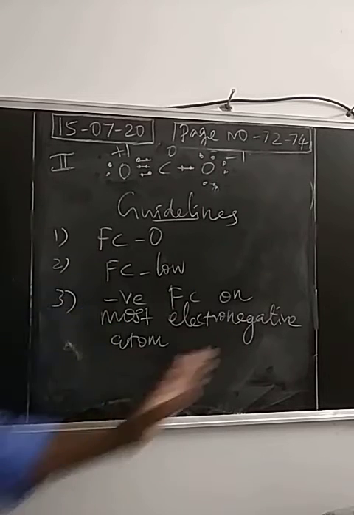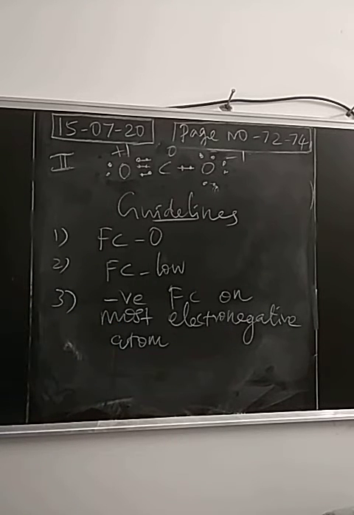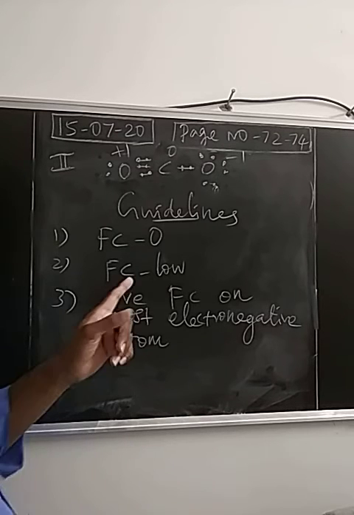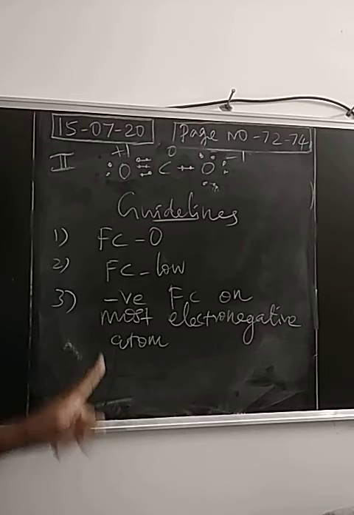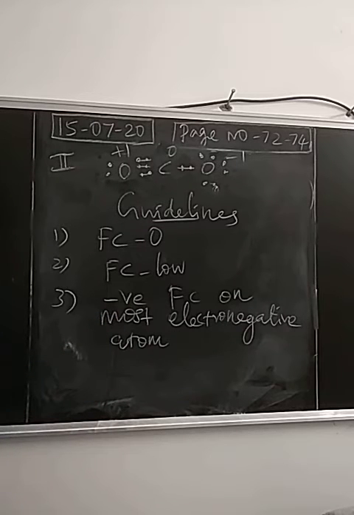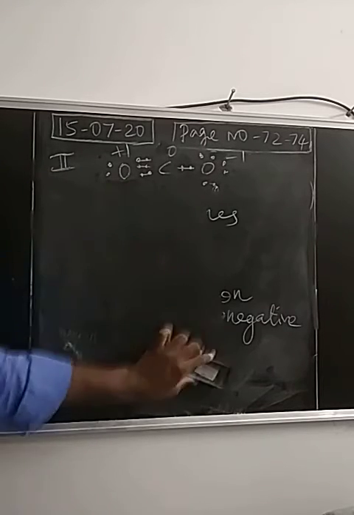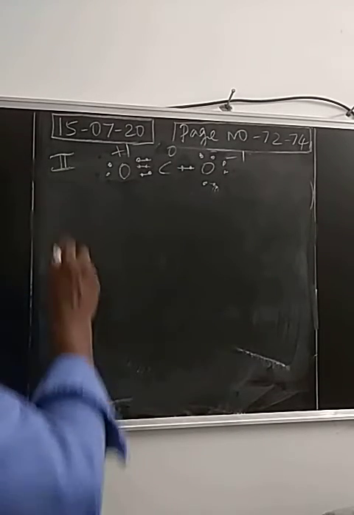So these 3 are the guidelines to fix which structure will be the favorable structure. If the formal charge of a structure is 0, then this will be the preferred one. Comparing the other structures, a structure with a very low formal charge will be considered the preferred one. If more than one structure is available, the one where the more electronegative atom has the negative formal charge will be the preferred structure. So based on these guidelines, you can find the preferred structure in carbon dioxide.